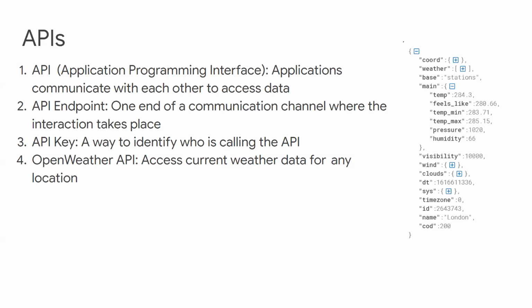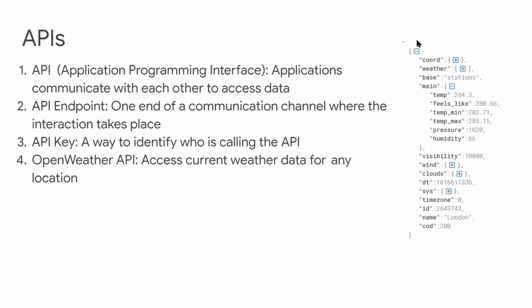So talking about the Open Weather API, in our case, our endpoint would be the URL that we use that gets the data for us from Open Weather. So we don't have to worry about how Open Weather's code is actually implemented. We just have our endpoint, which is the URL, and then we get the data. An API key is just a way to identify who's calling the API for authentication and security purposes. And lastly, the Open Weather API is something that we use to access the current weather data for any location. It has free and paid features, obviously. I'll be using the free one.